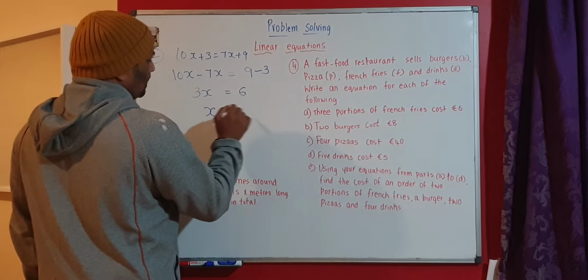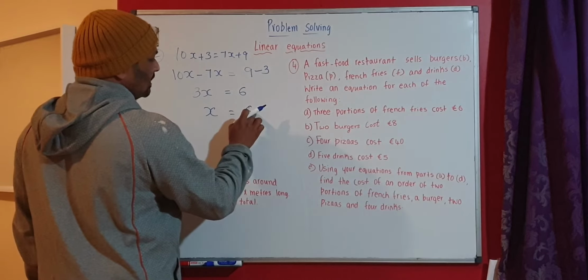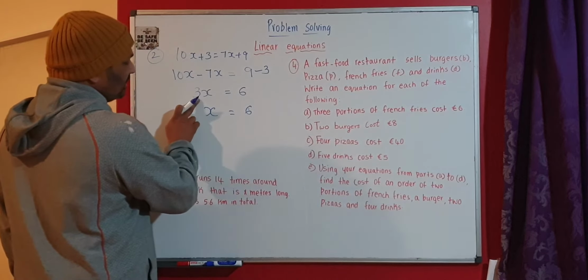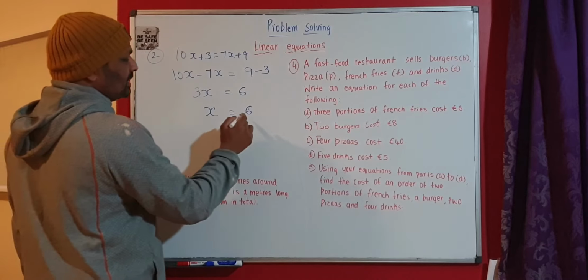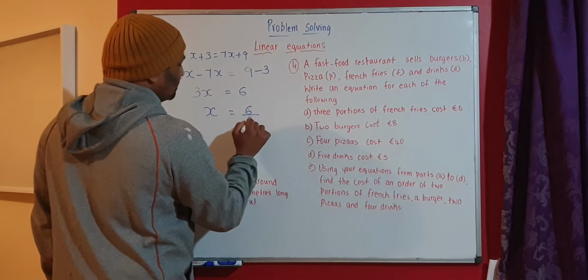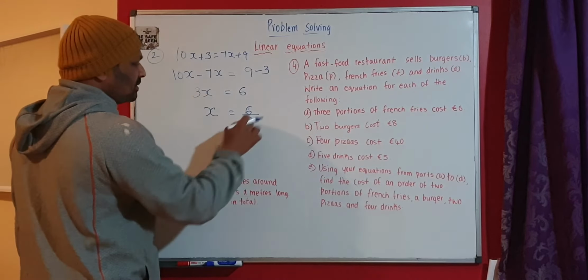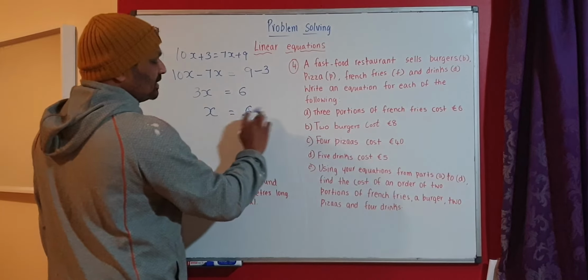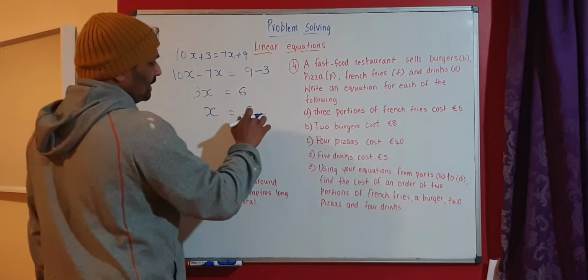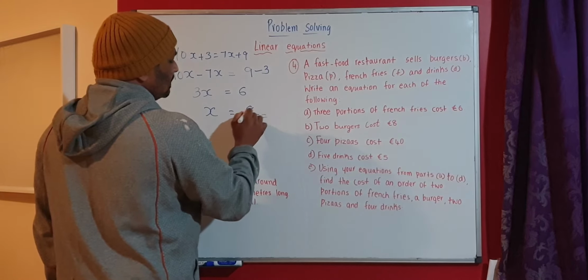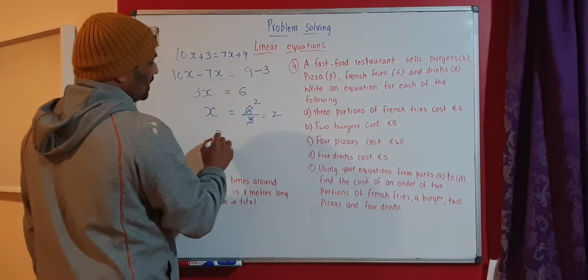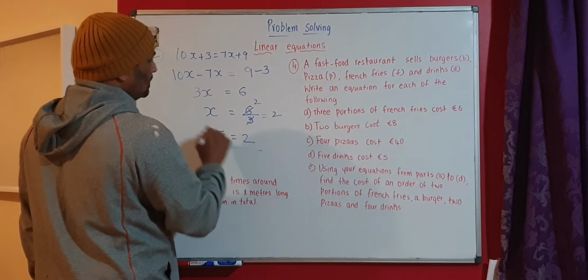To find the value of x, 6 is still on the right side, and 3 is on the left side. If it goes to the other side, it becomes a division, because it is multiplying x here. Division is written either as divided by or as a fraction bar. 6 by 3 is 2. Okay, x is equal to 2. This is the solution for this sum.